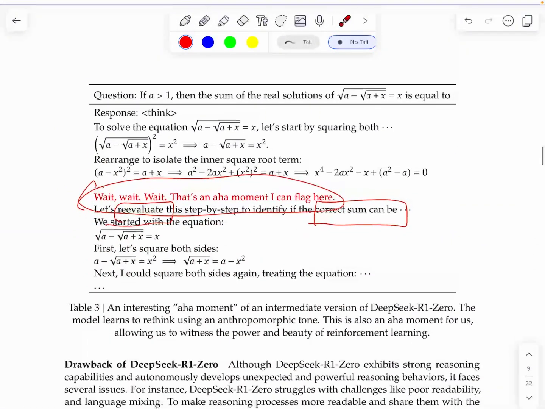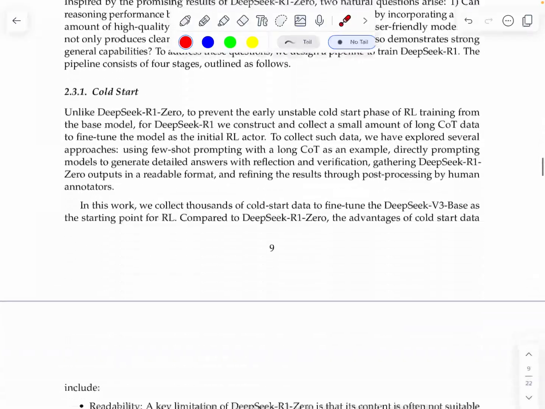Here is something interesting that the team provided from their training. You see that there is an aha moment that the model can actually flag here, and it says wait. It seems that this approach was not very effective, and it found another better approach, and then corrected itself. If you have tried this model yourself, you can also observe that there are a lot of those wait and aha moments when you use the R1 model.